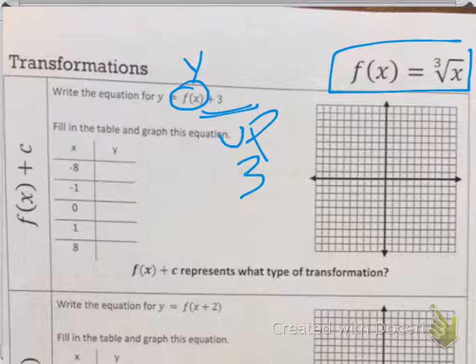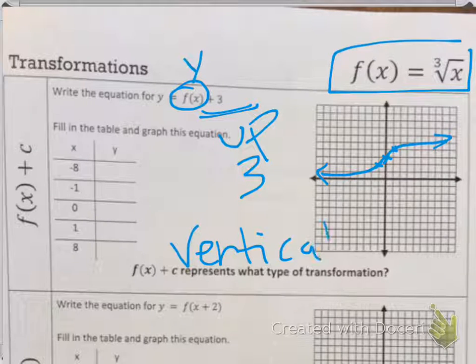So we're going to take our original graph and move it up 3 units, and we're going to follow our pattern. Our pattern was to go over 1, up 1, and over 1, down 1, and draw our S-shaped graph through those spots. When we're looking at what kind of transformation that was, because we moved our graph up, that is a vertical transformation.